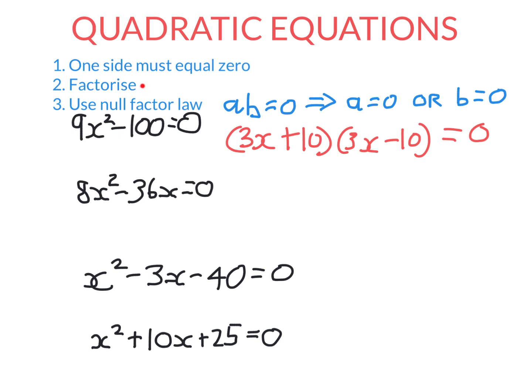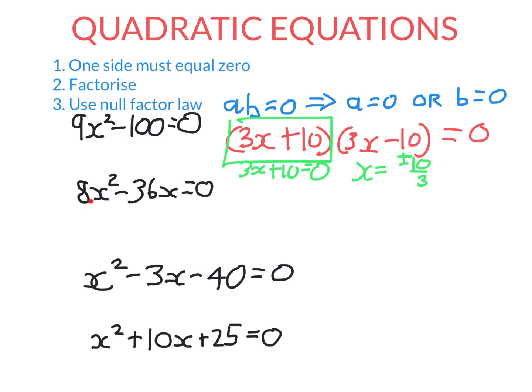The reason we factorize is so we can use the null factor law. We've now written this as something times something equals 0. So either the first something equals 0. Now if 3x plus 10 equals 0, you can solve that as a linear equation. You subtract 10, divide by 3, you get minus 10 over 3. Now, if you solve 3x minus 10 equals 0, you get x is plus 10 over 3. You can write the solution like this. X is positive or negative 10 over 3.